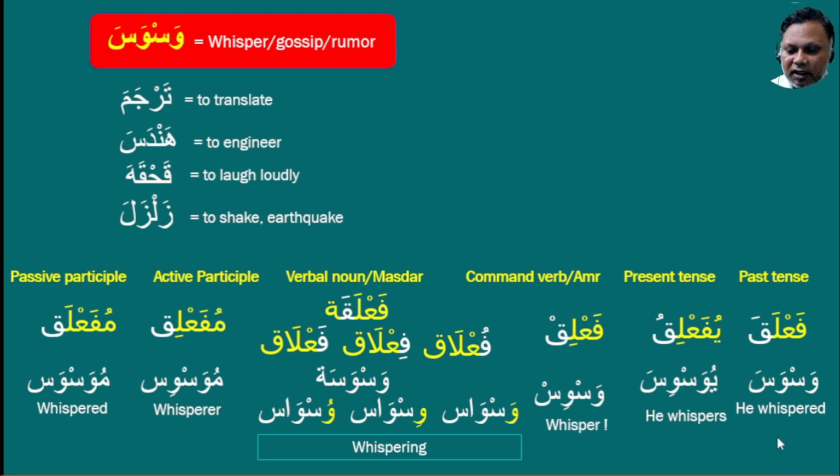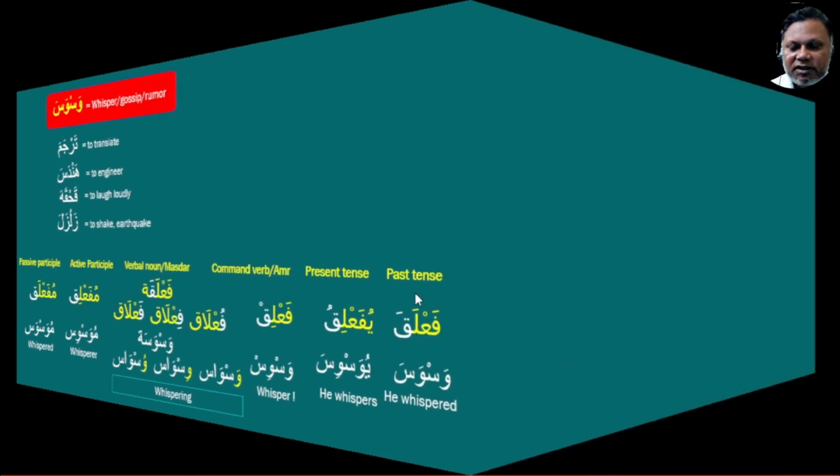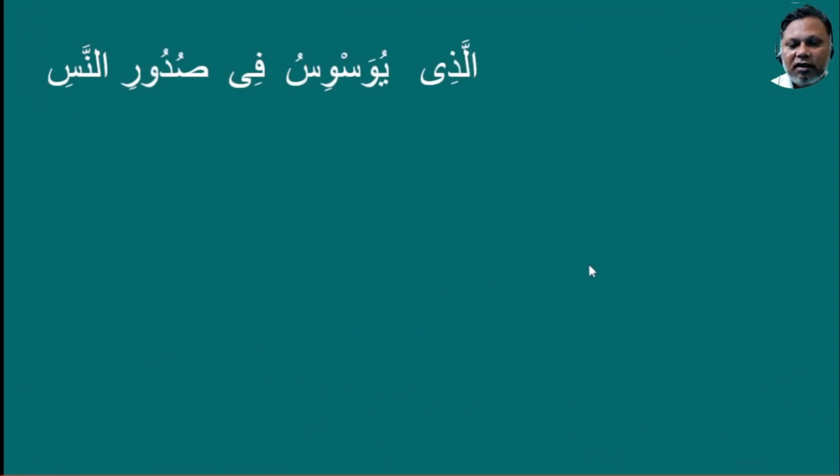This is the meaning of these different forms. The past tense meaning is he whispered, the present tense is he whispers, and the command is whisper. The verbal noun meaning is whispering. The active participle meaning is whisperer, and the passive participle is whispered. Now we will see some Quranic examples, like Alladhi yuwaswisu fi suduri n-nas.